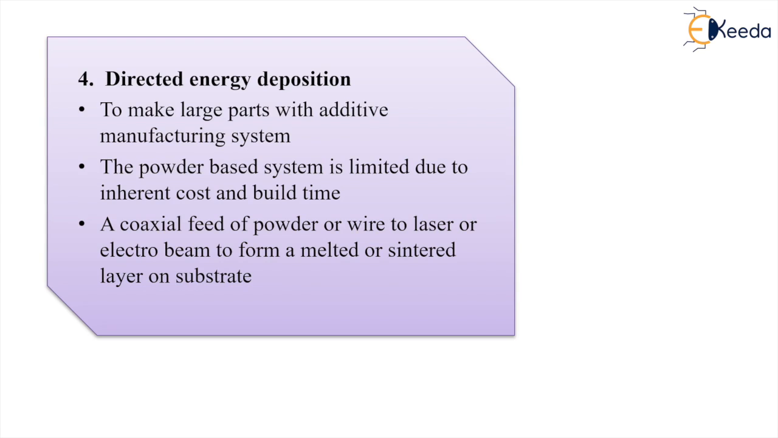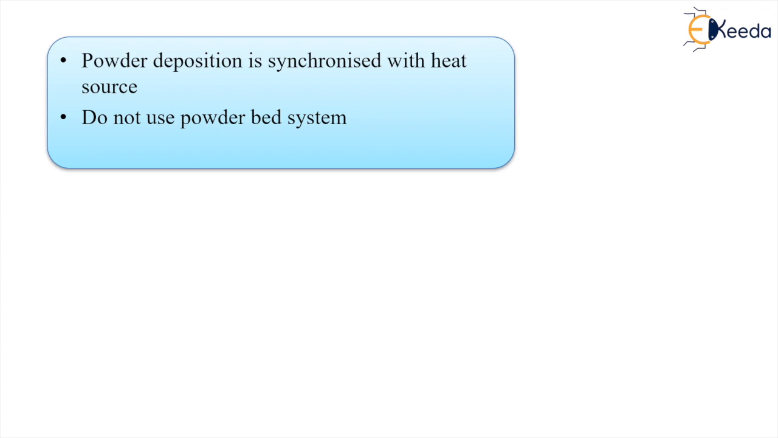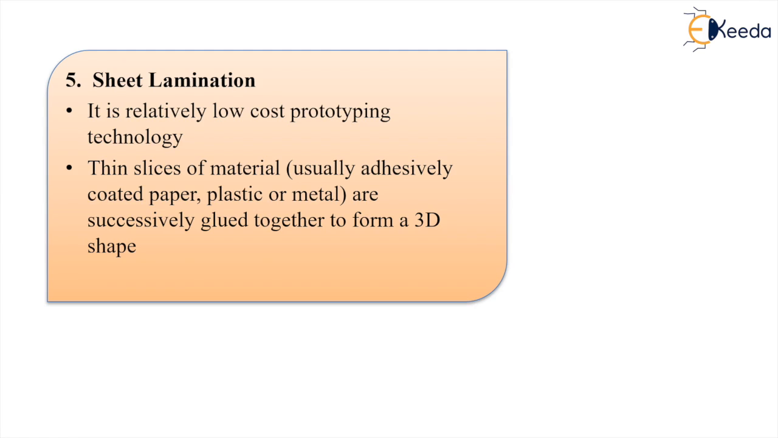Next we have the next classification, directed energy deposition. Now here, to make large parts with an additive manufacturing system, the powder based system is limited because of its cost and the time required to build the part. A coaxial feed of powder or wire to a laser or electron beam forms a melted or sintered layer on the substrate. The powder deposition is synchronized with the heat source. So here we do not use the powder bed system. Okay, thank you.